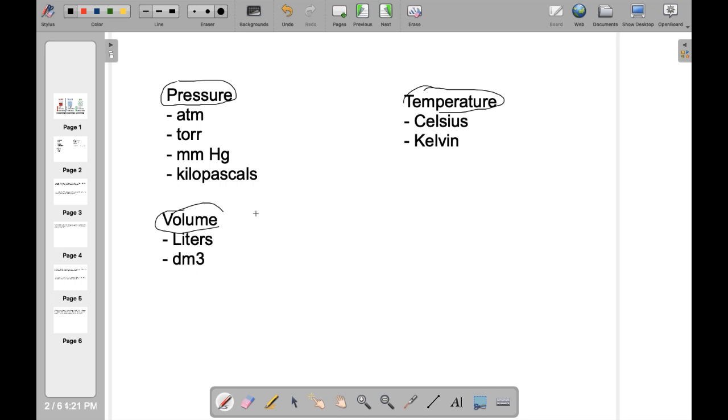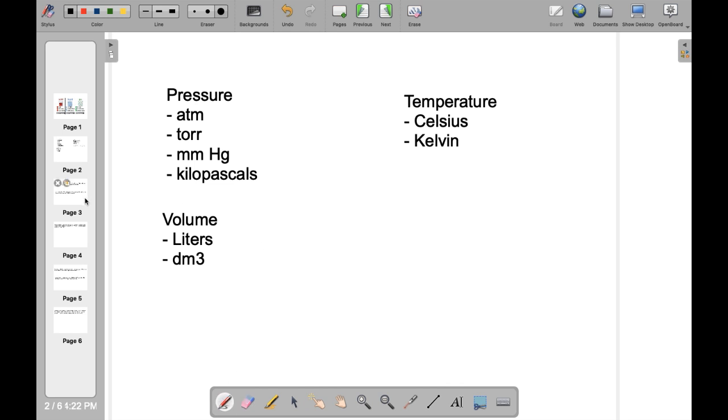Volume, we have liters, that's the most common volume you'll see, but we also have decimeters cubed. All that means is I have a decimeter, decimeter, decimeter. So this would be a box, so that is a volume. That would be a volume of 1 decimeter cubed. 1 decimeter cubed equals 1 liter. You're going to be using these units quite a bit, so you should get familiar with them and know how to convert back and forth.